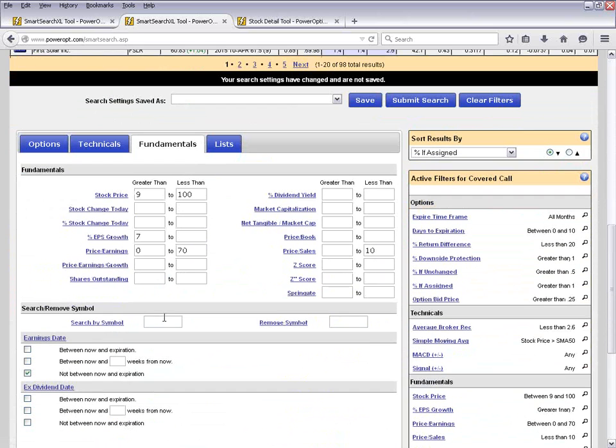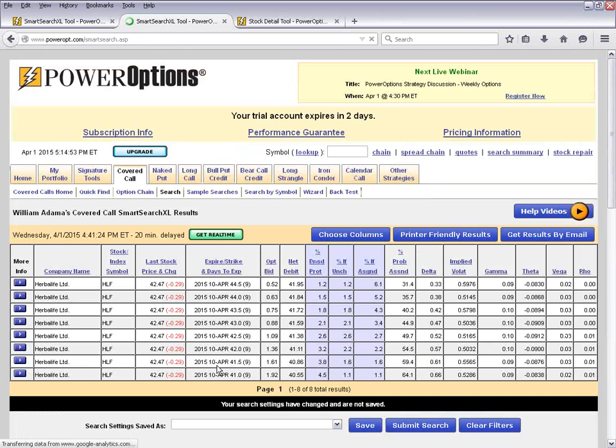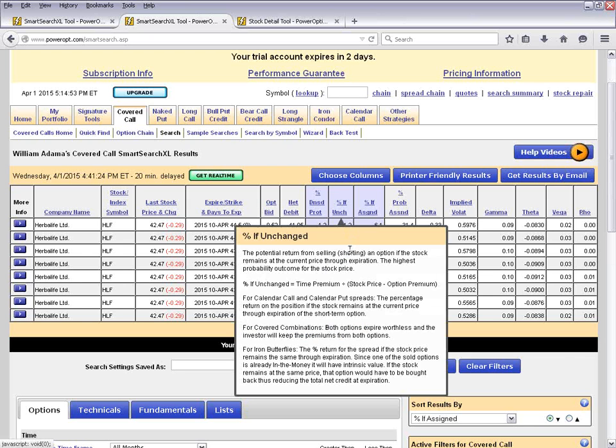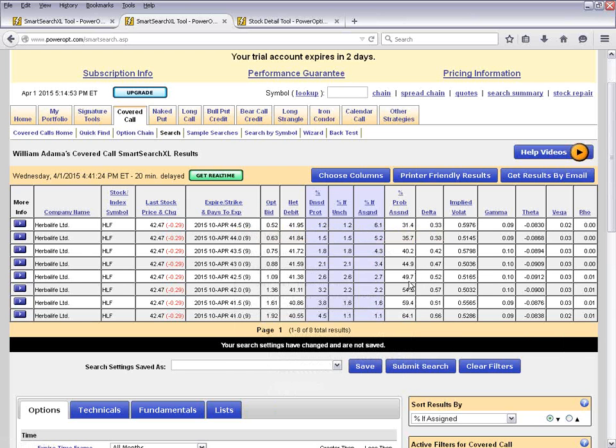Okay, so let me go back into fundamentals. I'm just going to type in HLF. Now we know that the stock does not have earnings between now and expiration because we put that in. All right, so let's submit that. And all of the expiration dates for Herbalife that matched our criteria of at least 1% downside protection, 1% if assigned for the next 2 to 10 days out in time, so that April 10th expiration. These all offer that. And, of course, we have the differing probabilities as well, as a minimum.